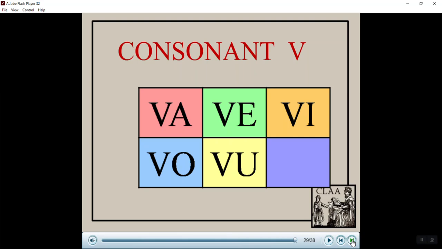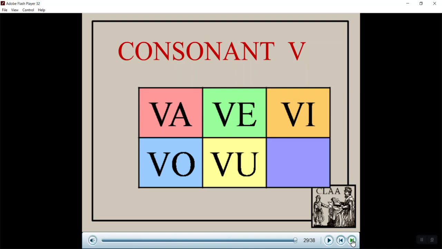Look at the red box. In Classical Latin, this would have been read wa. In Church Latin, it's read va. Look at the green box. In Classical Latin, this would have been read we. But in Church Latin, it's read ve. Look at the orange box. In Classical Latin, this would have been read wi. But in Church Latin, it's read vi.